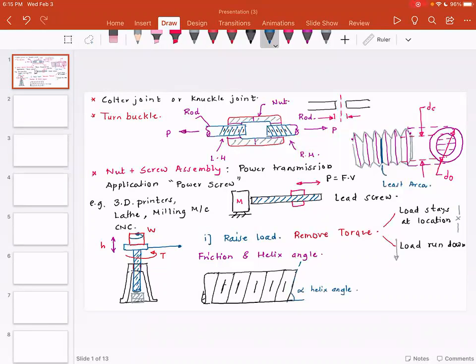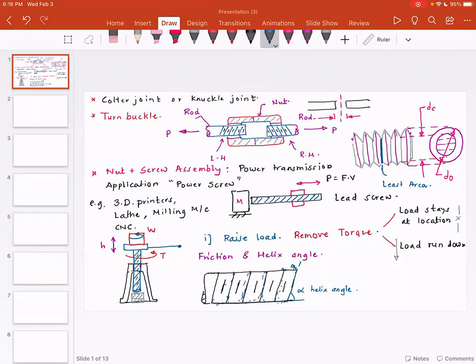Now, what does this helix angle mean? It means if you were to start traveling at this location, you're going to go all the way from here, you're going to come from the back, and then you're going to come back, and then you will continue to travel on the screw. And the angle that the screw is going to make is nothing but the helix angle.